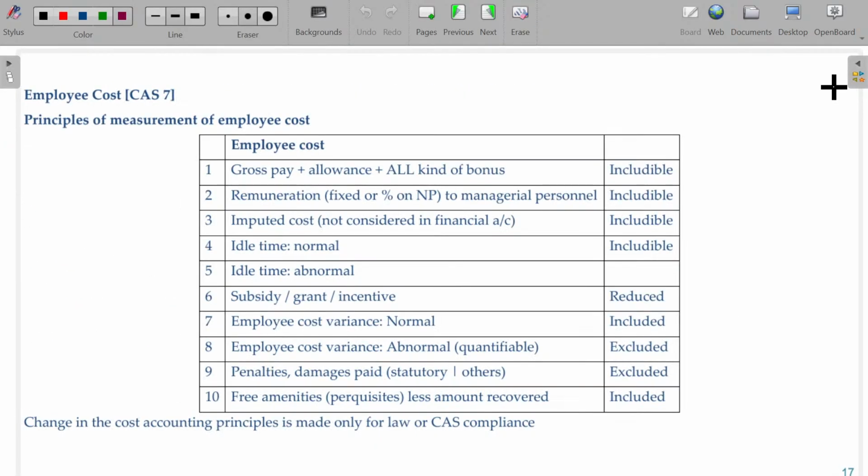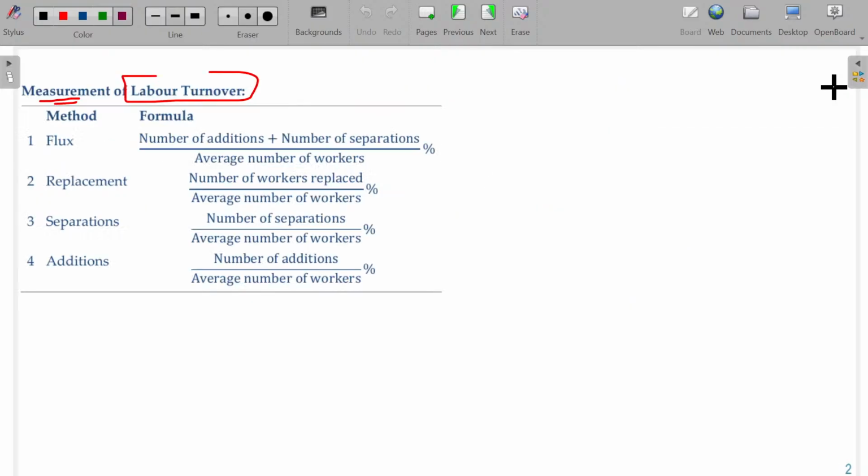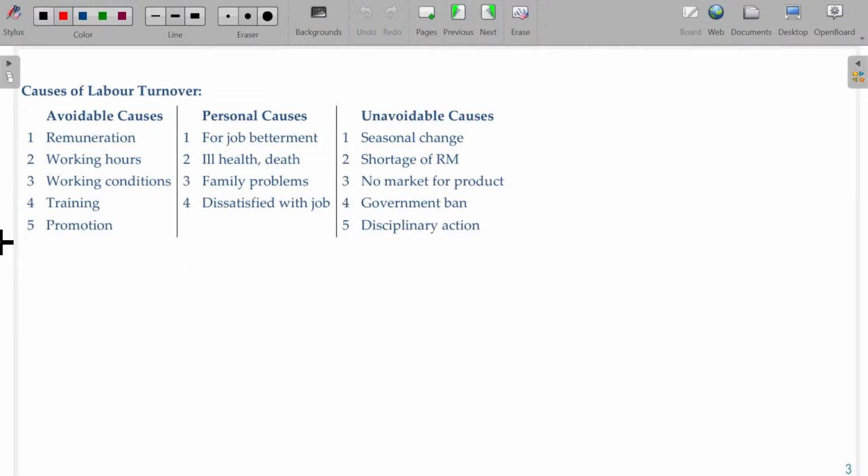Now, labor turnover rate can be calculated under 4 methods, as we also discussed. Now you have to understand why the employees are leaving us. That can be classified as avoidable causes and unavoidable causes. Remuneration may be a matter, or working hours, late night working hours may also be a reason why the employees are leaving our organization. Working condition, training and promotion. So these are the causes we have.